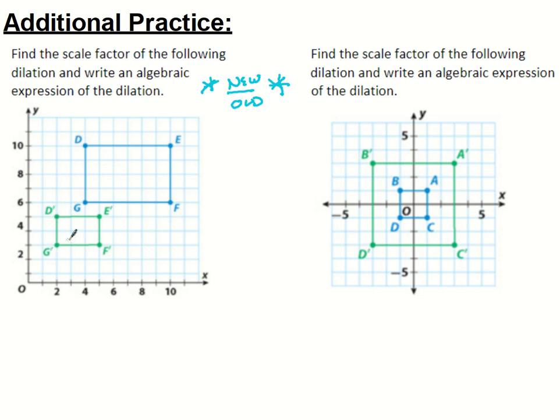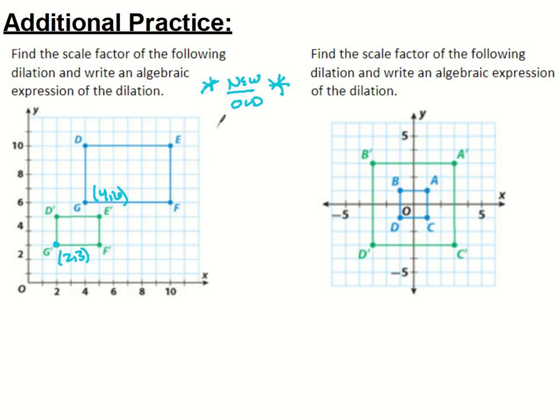I'm going to take any point from one of these images. Let's take this G right here. At this G, my x is 2 and my y is 3. At the other G, my x is 4 and my y is 6. So I'm trying to figure out how I got from 4, 6 to 2, 3, because that's where we started and that's where we ended up.